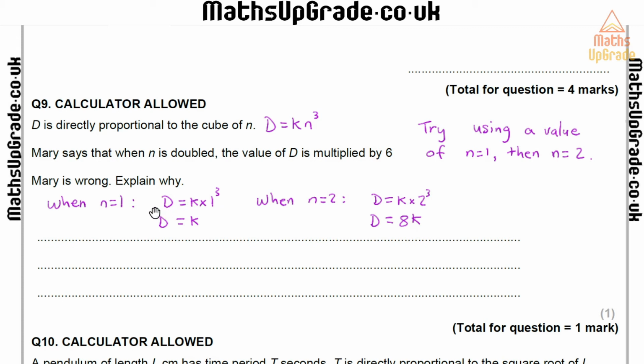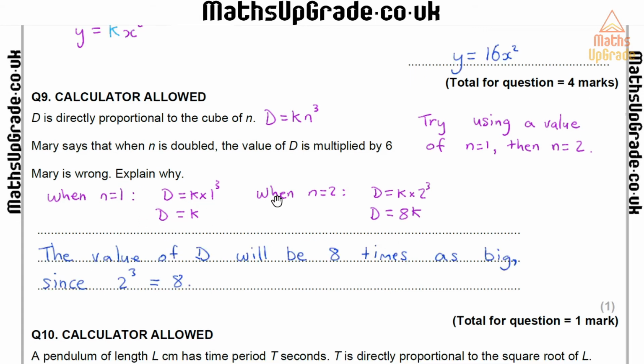So when n equals 1, d equals k times 1 cubed, so d equals k. It doesn't matter what k is, but we know d is going to be equal to that constant. So when I double the value of n, so n equals 2, I'll get k times 2 cubed. 2 cubed is 8, so d equals 8k. So if you compare the value of d here with the value of d here, you can see d is 8 times as great compared to when n was only 1. So she's wrong. I'm writing the value of d will be 8 times as big, not 6 times as big. That's my 1 mark for that reasoning question.